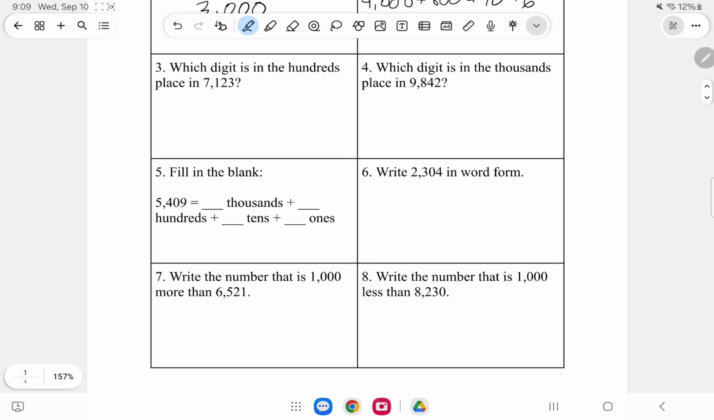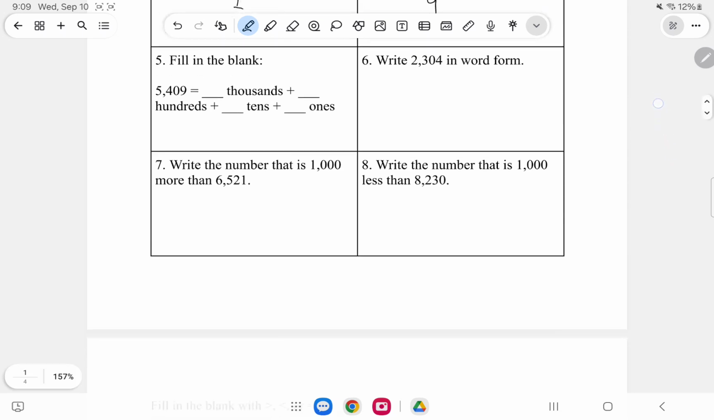Number 3, which digit is in the hundreds place in 7123? So the hundreds place is this third one right here, and the digit is 1. Which digit is in the thousands place in 9842? So the thousands place is right here, so it's 9.